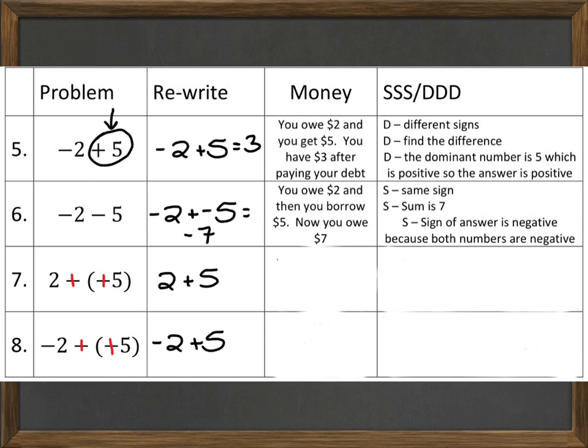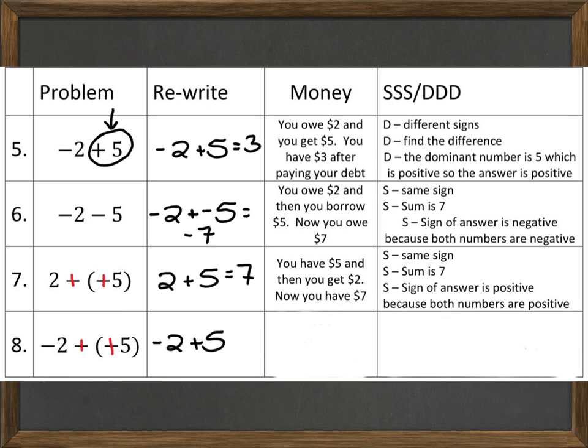Okay, so you probably know that 2 plus 5 is 7, but we can interpret that in terms of money, that you have $5, then you get 2 more. In terms of SSS-DDD, we can see that they're the same sign. We know that we are going to sum them, and of course, since they're both positive, the answer also must be positive.